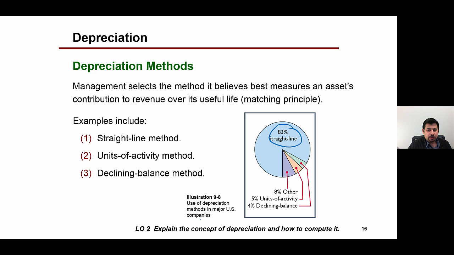And companies can use either one of them. The objective is to select the method that best measures an asset's contribution to revenue over its useful life. And here, like I said, the companies can use any one of them. However, they should use it consistently over the life of that asset.